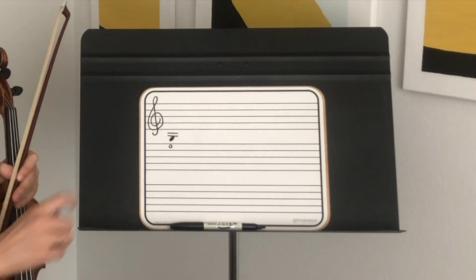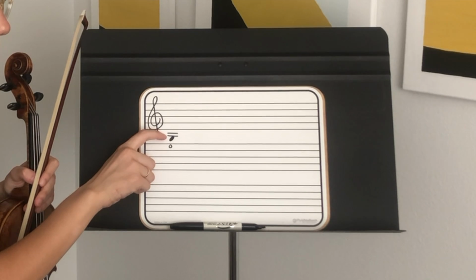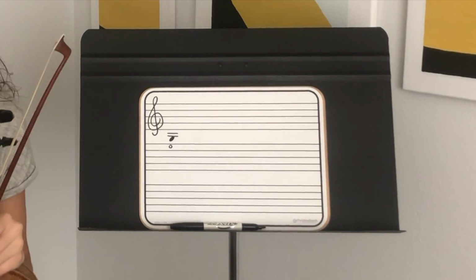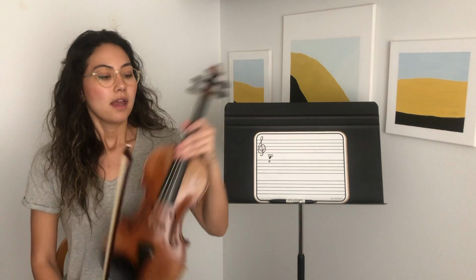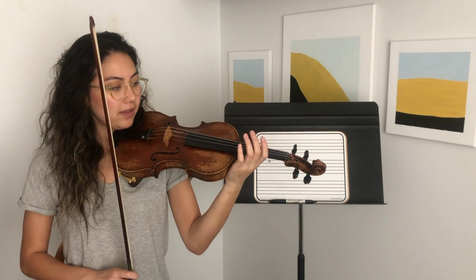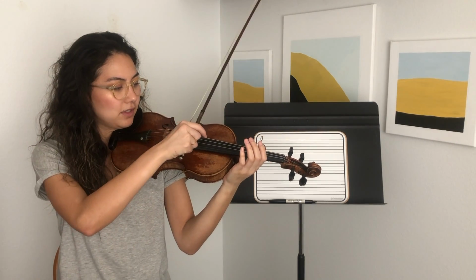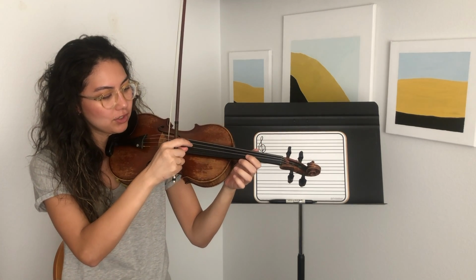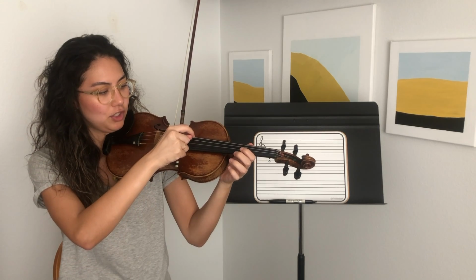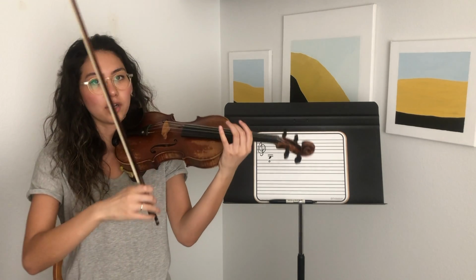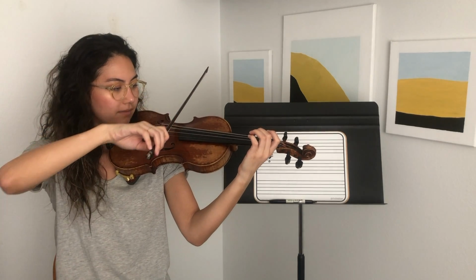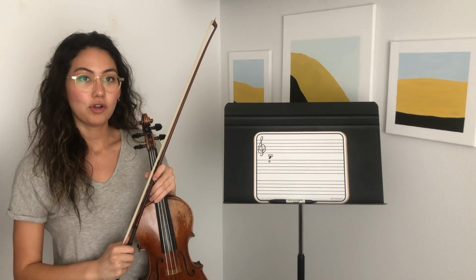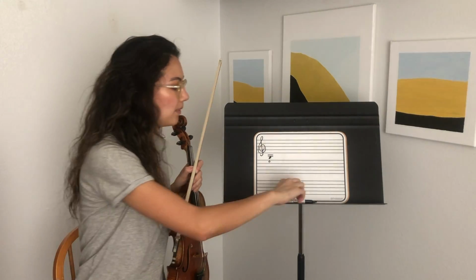To write it on the staff, you add 2 ledger lines, your note head, and then I wrote a 0 because you don't need any fingers to play open G. You find open G on your violin. It is the most left string if you're facing your violin this way. This is your E string, A string, D string, and then G string. G string is the thickest string you have. That's open G.